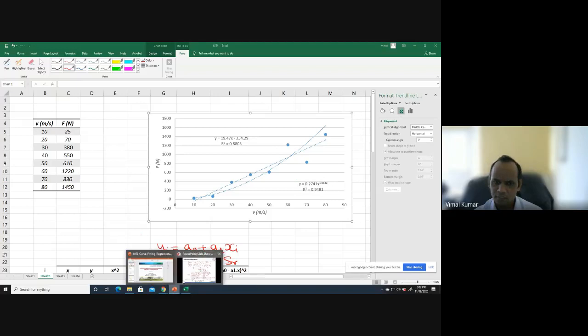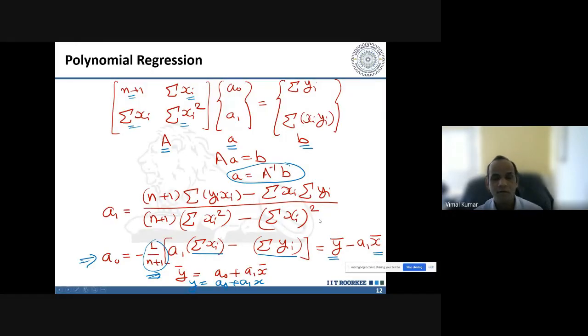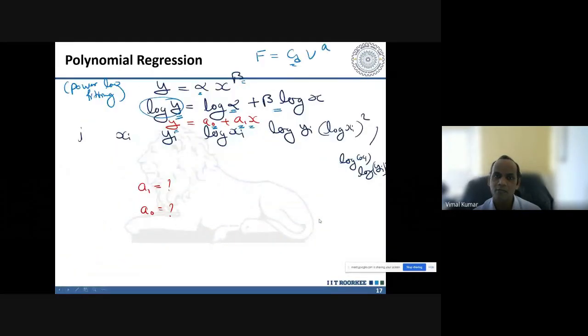Okay, so this way basically we deal with the non-linear equations, or power law equation, exponential formulation, and we get the values of a1 a0, and then we put them back into the formula and we can write the actual power law form of that equation.